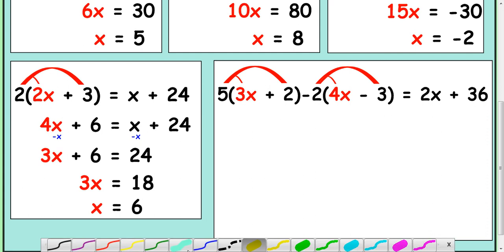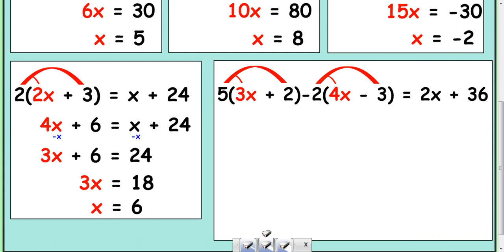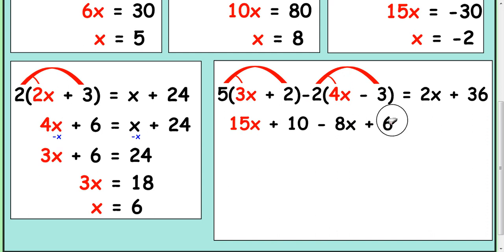So 5 times 3x is 15x. 5 times 2 is 10. Now we're subtracting this, so that's negative 2 multiplied by 4x, which is take away 4x. Sorry, take away 8x because it's 2 times 4x. And then negative 2 times negative 3, that's going to give you a positive. So remember, if the signs are the same when you're multiplying, it gives you a positive answer, plus 6.